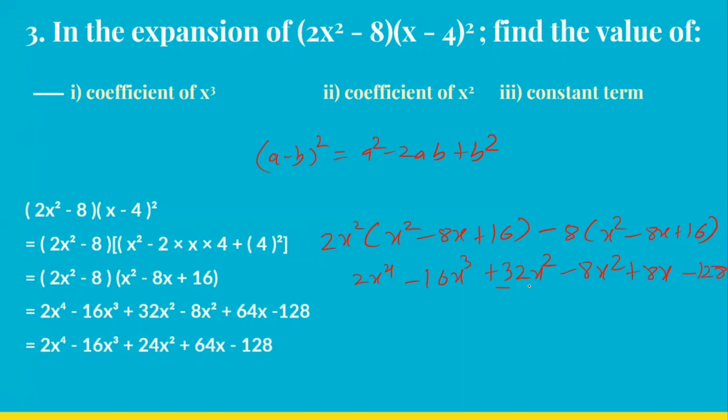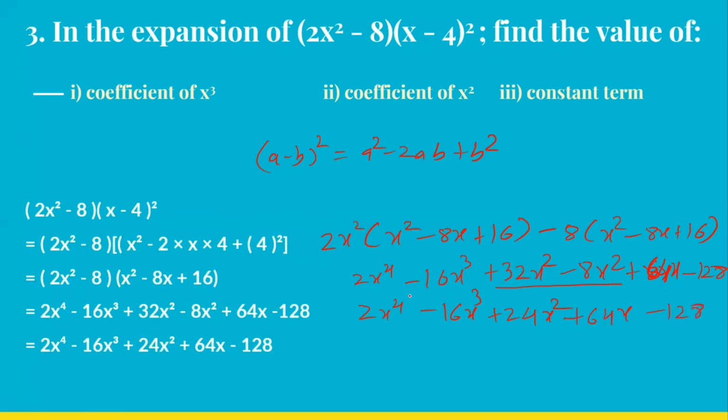Now we have these two like terms, we added. So on doing that, we get this as 2x raised to 4 minus 16x cube, 32 minus 8 is positive 24x square plus, I'm sorry, this was 8 into 8, 8 8 is 64, so this becomes plus 64x and minus 128.